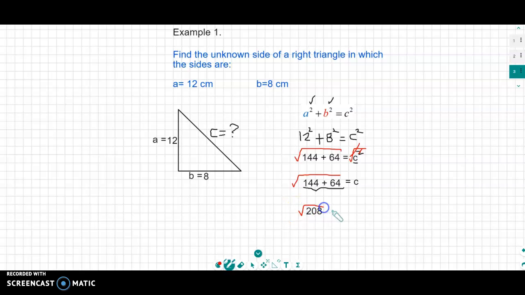So we have the square root of 208 equals the side c that we are going to find. Okay, guys, so we are going to use the calculator to find the square root of 208, as you already know. So the square root of 208 will be 14.4222. Okay, so here we have a lot of decimals, guys.